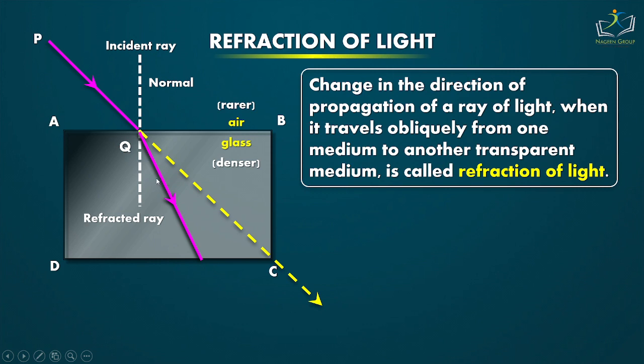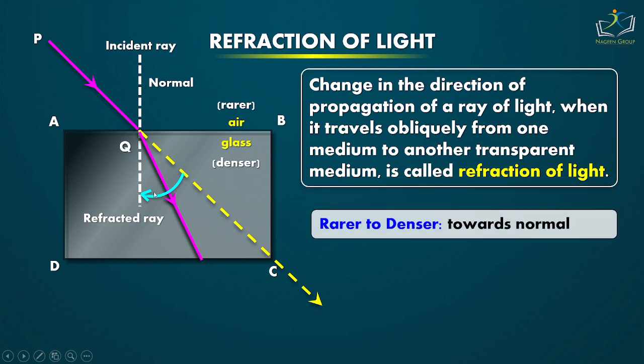And how does it bend? It bends toward the normal. Right? You see here, this is the normal, so it is moving toward the normal. Now this is the denser medium and the other one is rarer. So here this angle, from this to this, it moves toward the normal.